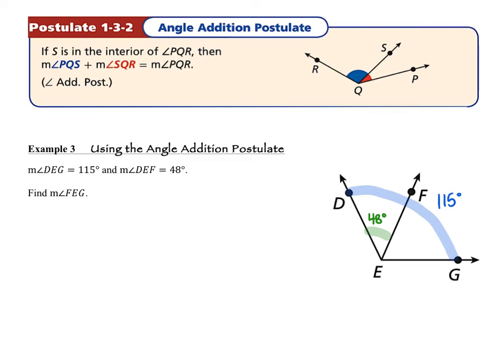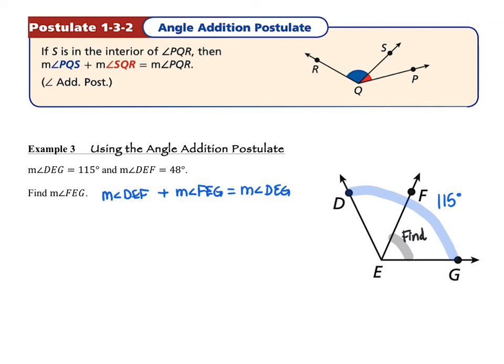Now, I know that you can solve this very quickly, but I want you to set it up in the method indicated in the angle addition postulate, because as soon as these problems start getting more complicated, I want you to fall back on the correct way to do it so that you're guaranteed to get the right answer. Remember, now we're finding the measure of angle FEG, but we're going to start out by setting it up like the angle addition postulate. And that means we're going to say that the measure of angle DEF plus the measure of angle FEG added together gives us the measure of angle DEG.